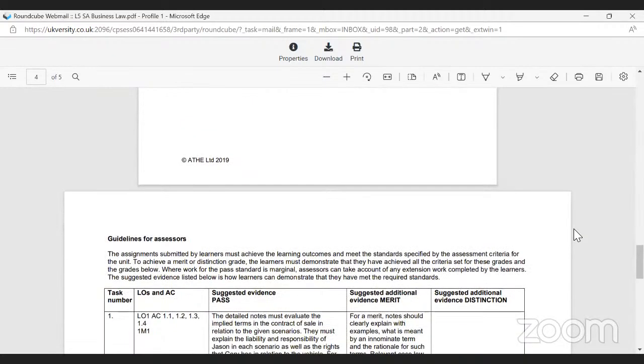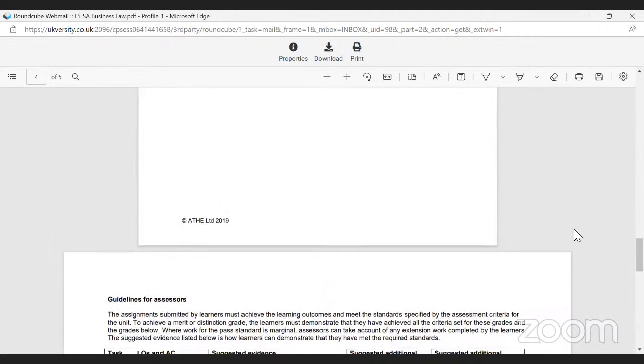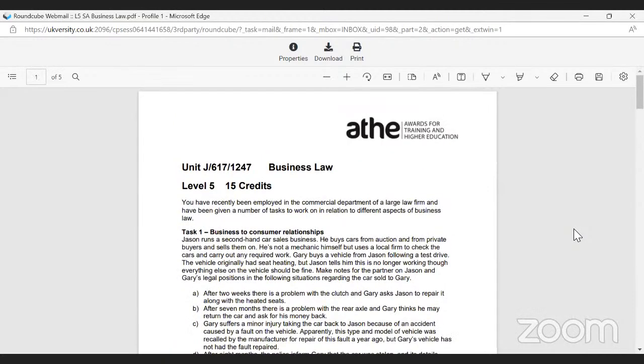Okay. So the assessment, that's for the assessor, the guidelines. So what you need to look at is these tasks here. I have got a message from Raman to say that he is sorting out your email for business law. Okay, so you've got access to these. I just received the email now. Oh good, excellent, thank you.